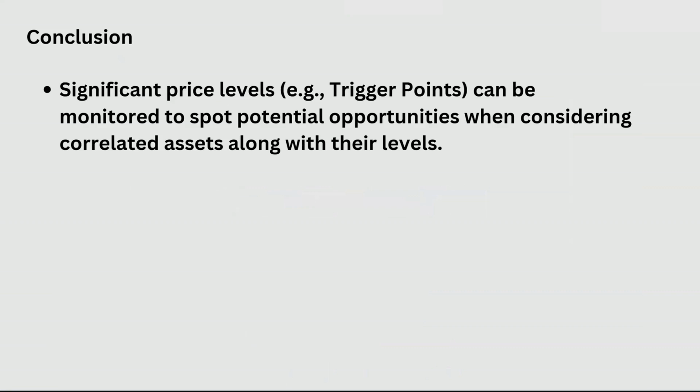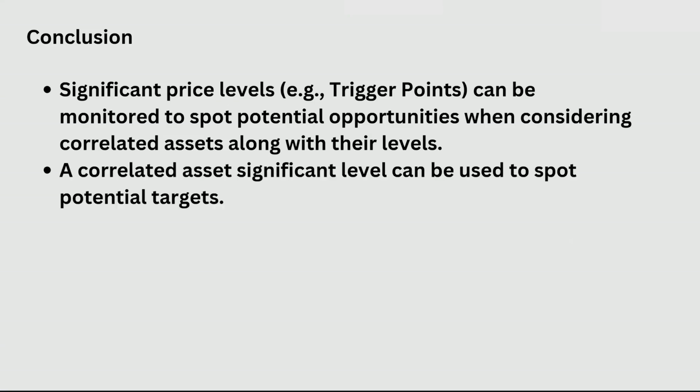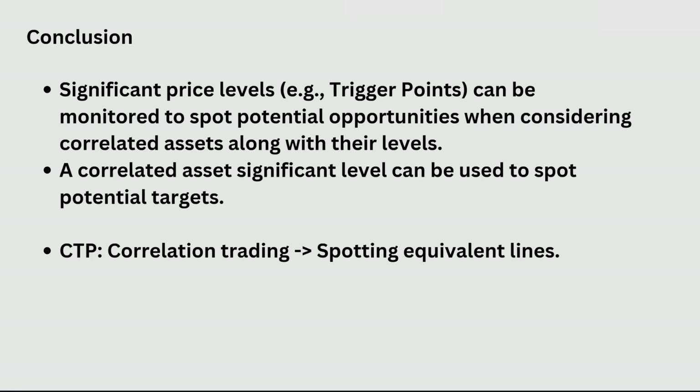If we summarize, significant price levels can be monitored to spot potential opportunities when considering correlated assets and their reactions to their levels. A correlated asset significant level can be used to spot potential targets also. And according to my CTP approach, correlation trading is about spotting equivalent lines. These are levels corresponding to two correlated assets when they are reaching their significant levels at the same time.